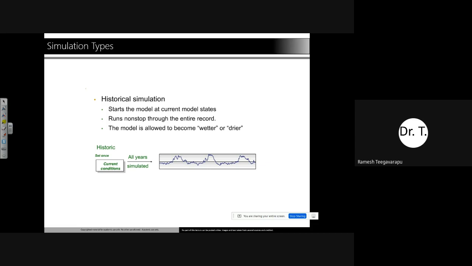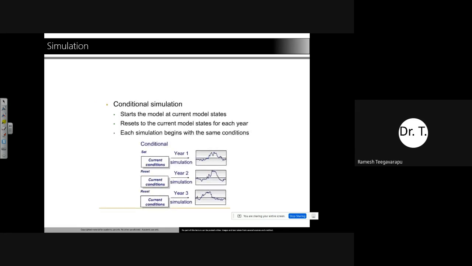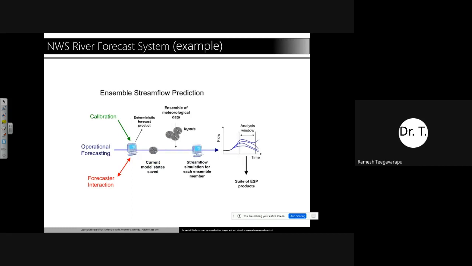We talked about the simulation. We can take the historical data and we can simulate them, so that we can ask the model to understand whether the wet conditions or dry conditions are there or not. And we can also do conditional simulation based on a specific set of conditions. This is basically establishing the initial value of your simulation.